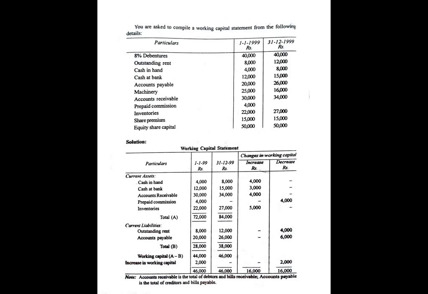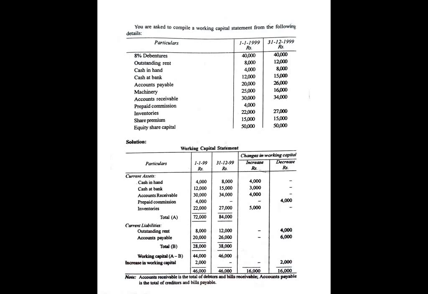Then we'll move to the next problem. You are asked to compile a working capital statement from the following details. 8% debentures: on 1st January 99 it is 40,000, and on 31st December 99 it is 40,000. Outstanding rent 8,000 and 12,000.